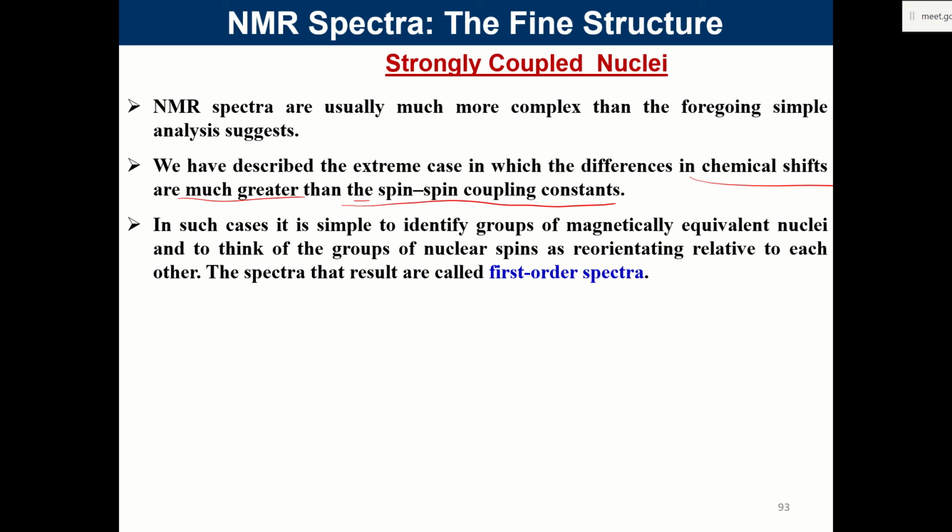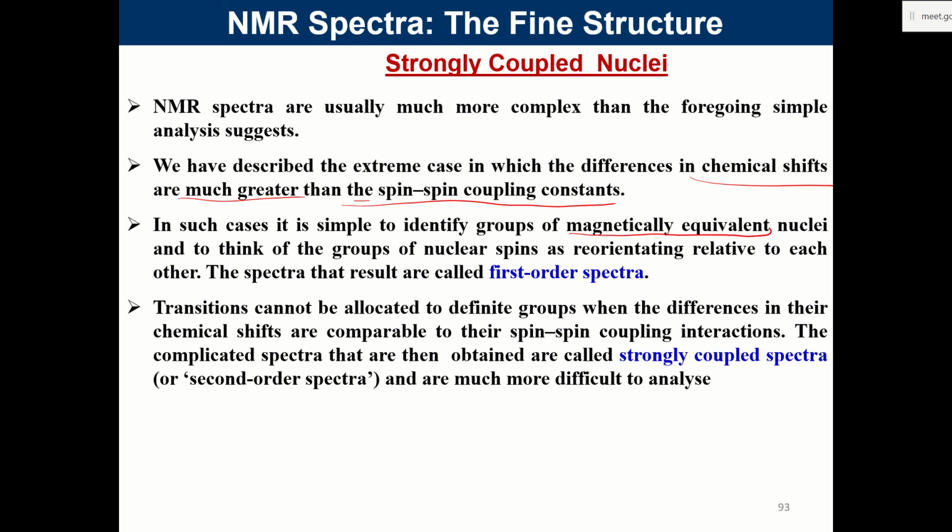So what we have learned about magnetic equivalence and other things: when you identify magnetically equivalent nuclei in a molecule, you can also think of the groups of nuclei which reorient in relation to each other, and that gives your first order spectrum. But when the chemical shift differences are small and the spin coupling constants are large, you can get a complicated spectrum, which is also called a strongly coupled spectrum.